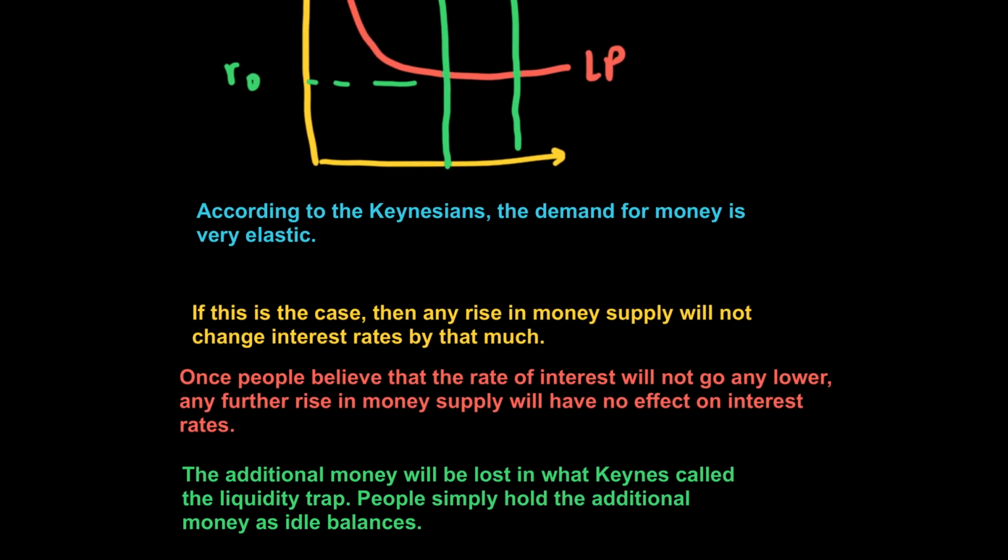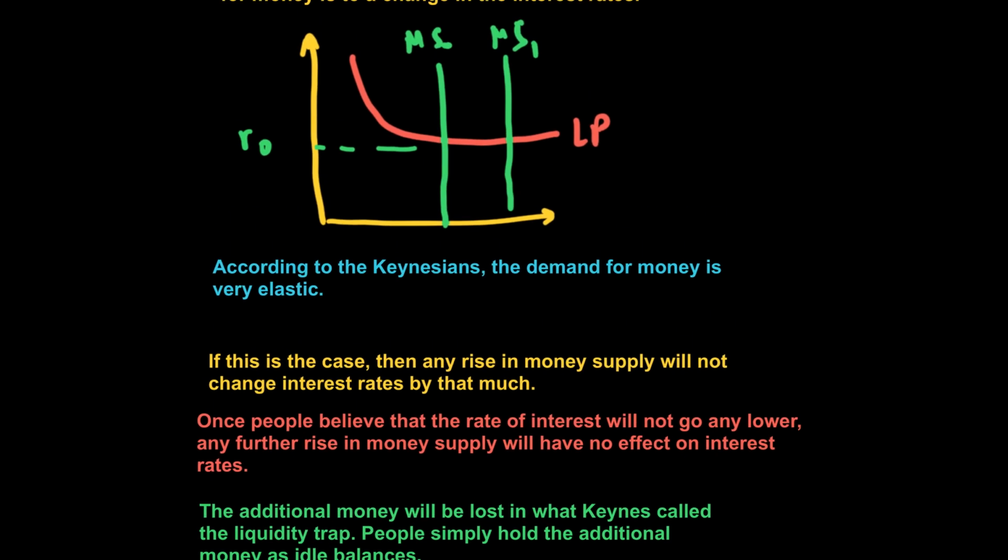As a result of this, monetary policy will become completely ineffective in making the aggregate demand of the economy change. Hence, according to the Keynesians, the liquidity preference curve is ineffective because when interest rates are really low, there is a possibility of a liquidity trap taking place in the economy, where a rise in money supply only results in people holding more money balances rather than spending them and making AD go up.